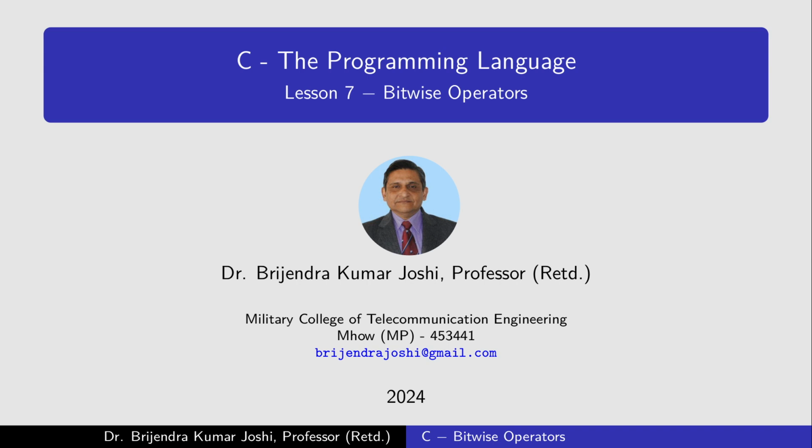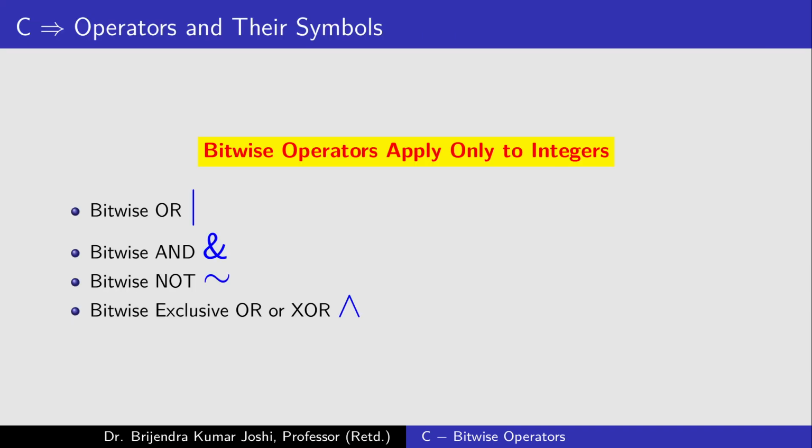In this video, we'll see how bitwise operators work in C programming language. There are four bitwise operators, which we have categorized in the previous video. This symbol is for bitwise OR. This is for bitwise AND. This is for bitwise NOT, and this is for bitwise exclusive OR.